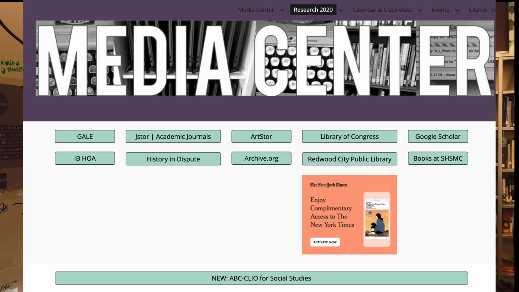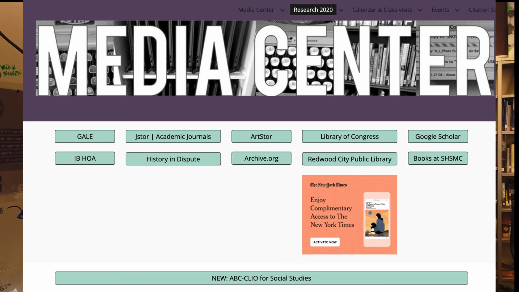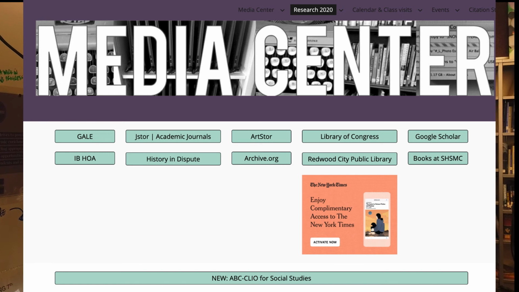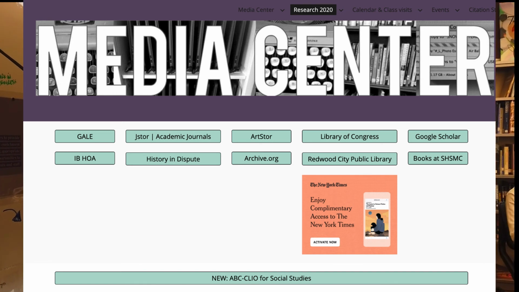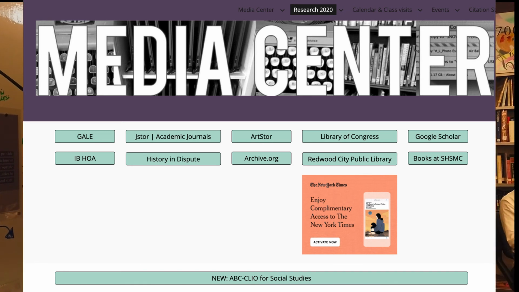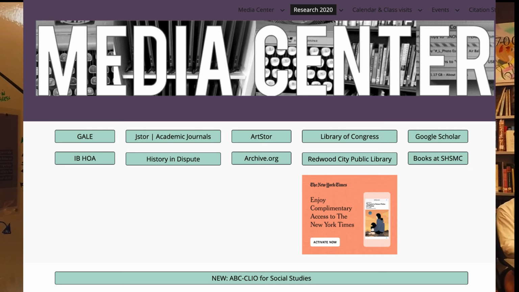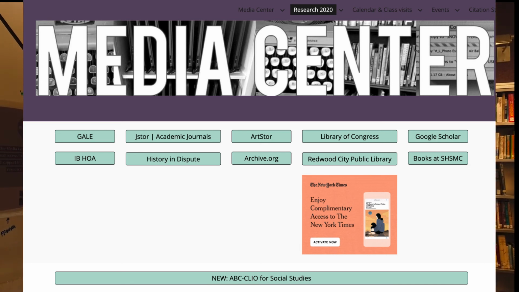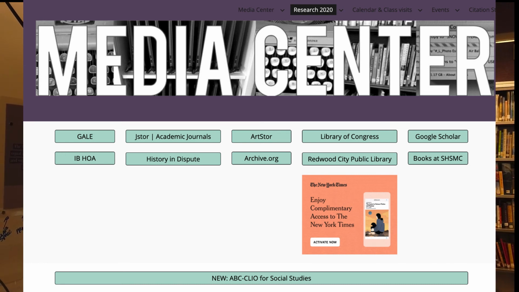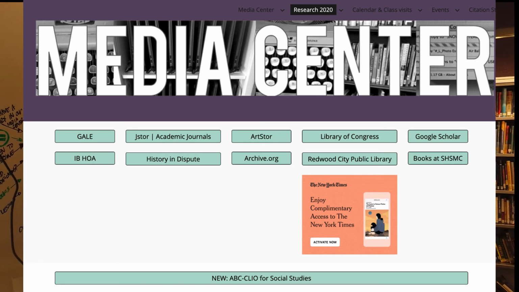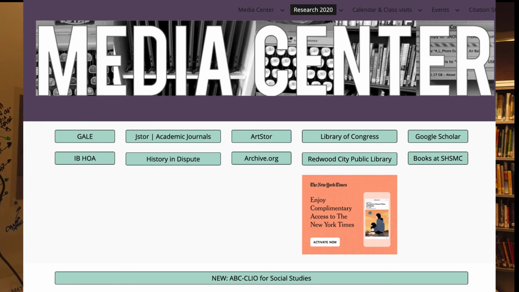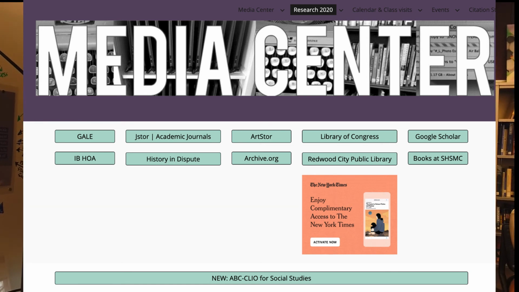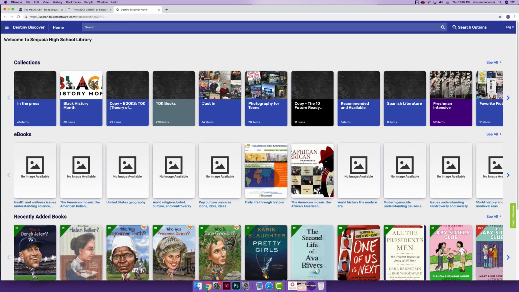But for today, we're going to start at Research 2020, and I think you've seen this page before. Give me a thumbs up if you have seen this page before. Great. Okay, so for sake of the demo, I want to start by showing you how the library is laid out. We call ourselves a media center, but our crown jewel is the library. So we're going to start on the far right side where it says Books at SHSMC, this button right here, okay? And that will take you to this landing page.